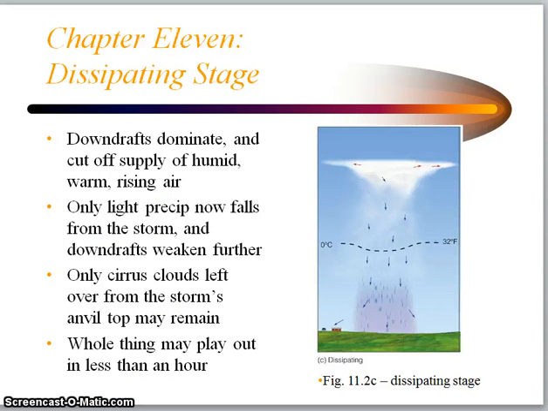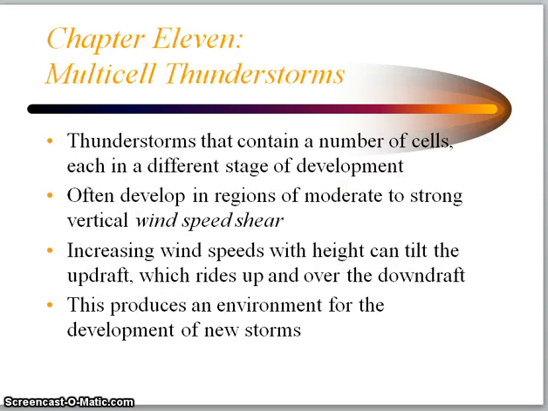Once the thing starts to weaken, then we get into what we call the dissipating stage of the thunderstorm, where you only have downdrafts, and that pretty much makes the cloud fizzle out. Only high, thin, icy cirrus clouds remain in the upper atmosphere from the dissipating thunderstorm. And this whole thing, with a typical air mass or ordinary cell thunderstorm, may play out in the course of an hour. It pops up, it goes away, the drama is gone.